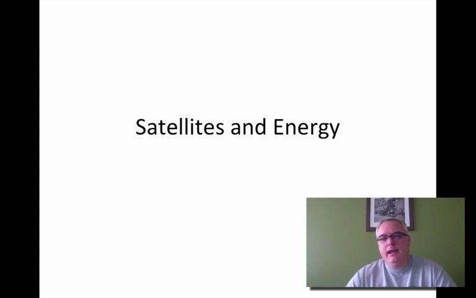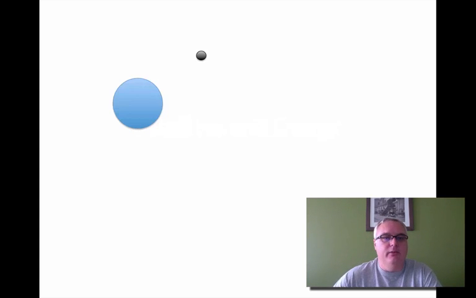Okay, let's take a look at the energy of a satellite in orbit. So this satellite here obviously has an orbital radius, which we're going to assume we know, and it also has an orbital speed or an orbital velocity. That's the velocity that's keeping it in orbit.